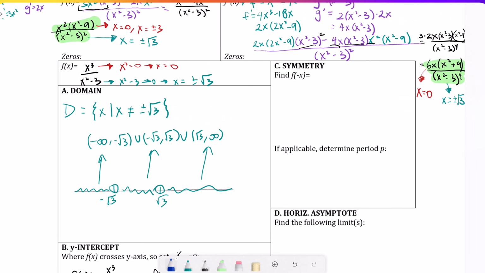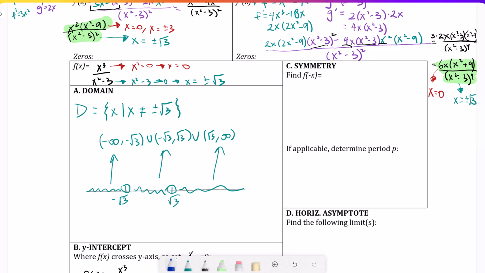Next is symmetry. Symmetry is about patterns that repeat themselves. There are a couple of kinds of symmetry we're going to be talking about. The first type of symmetry is odd, the second is even, and the third is periodic. The way that you determine if you have symmetry as far as odd versus even is by finding f of negative x.